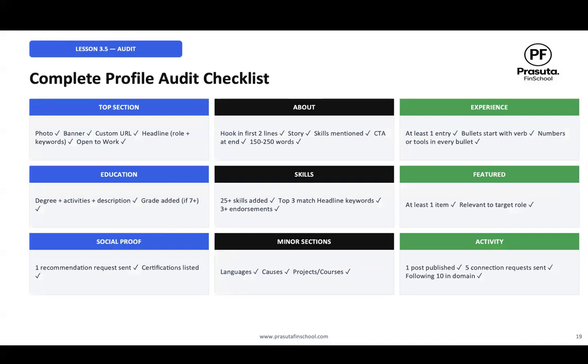The first is the top section. Check if your photo is done. Check if your banner is done. Check if you have used your custom URL, if you have already edited your custom URL. Check headline. Role plus keyword is always there. Then check if you have turned on open to work.